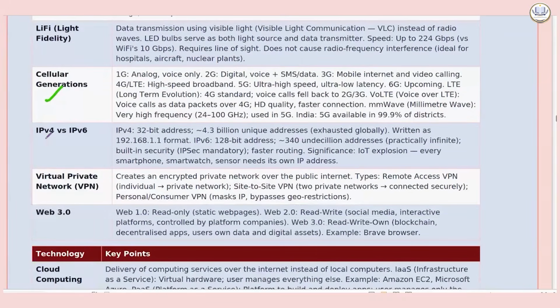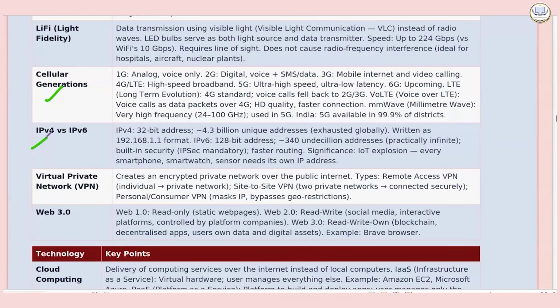Then we have IPv4 versus IPv6. IPv4 is a 32-bit address. You know IP addresses: 4.3 billion unique addresses, exhausted globally, written in this format. IPv6 has a 128-bit address, 340 undecillion addresses, practically infinite. It has built-in security and faster routing. With the IoT explosion happening, every smartphone, smartwatch, and sensor needs its own IP address. So we need an infinite one.